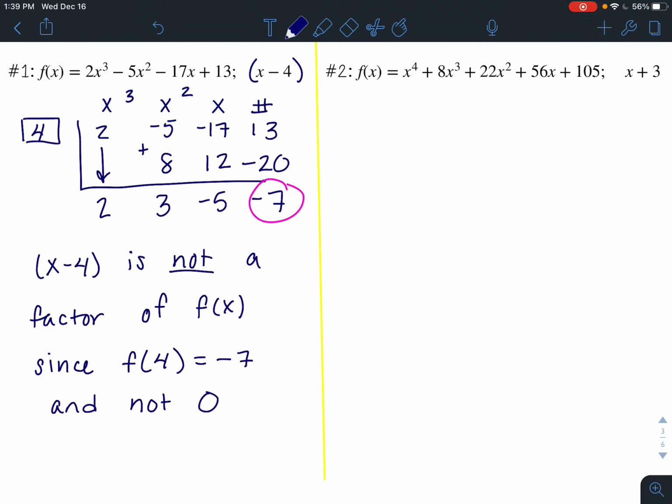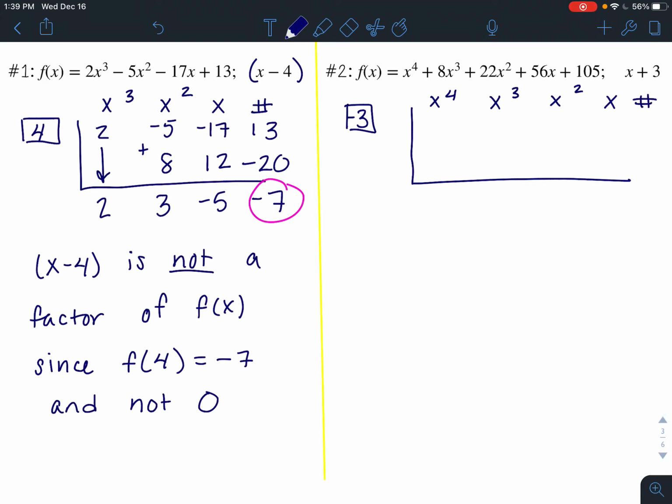Okay, so let's look at number 2. In number 2, we want to know if x plus 3 is a factor of that polynomial, x to the 4th plus 8x cubed plus 22x squared plus 56x plus 105, right? It's a really big polynomial, bigger than the other one. So again, we're going to set up our division. I'm going to put negative 3 in my divisor box this time since I have x plus 3. Set up my columns.